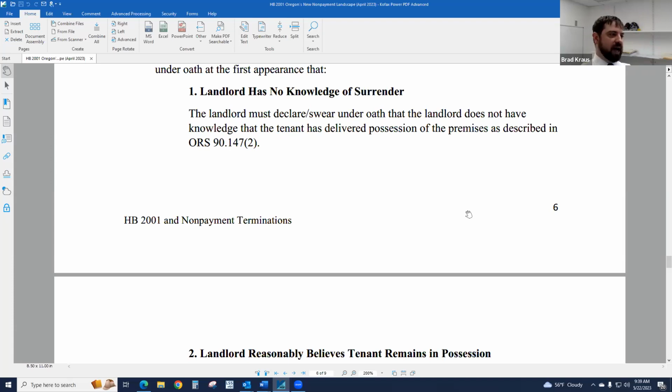If the tenant later comes back and says, I'm out, I was out the whole time, well, cool. Then we can just vacate the default judgment and we've gotten what we wanted. But you're going to find yourself in a gray area quite a bit. What I would recommend, if you find yourself in that gray area, is to take pictures of what's in the unit. That'll help you paper the file and potentially push back on any contention that there was a surrender.